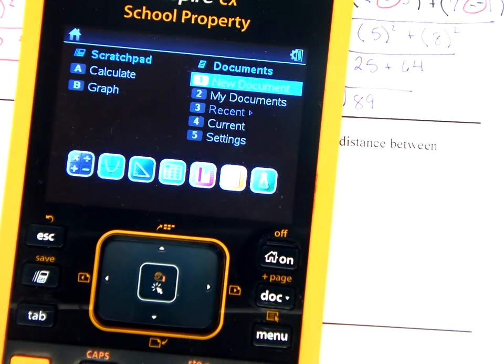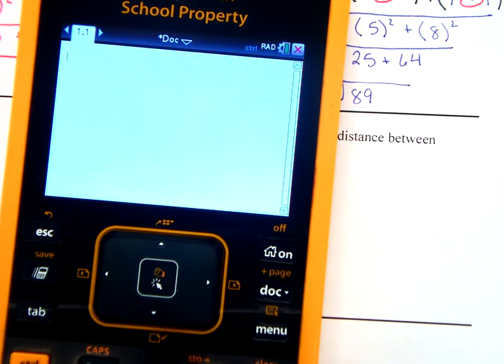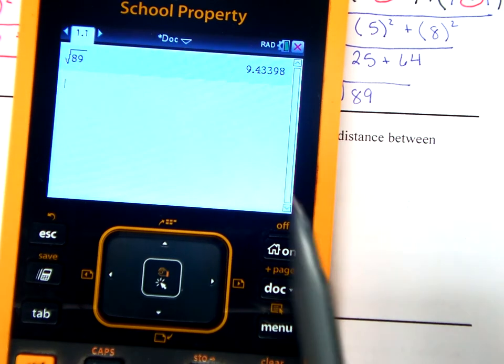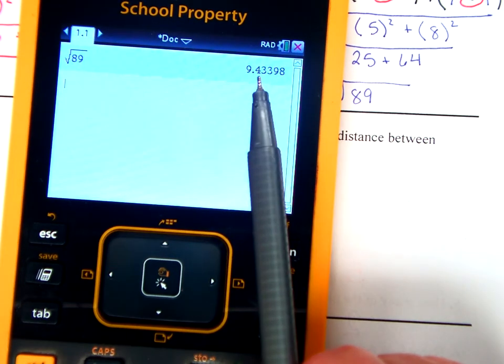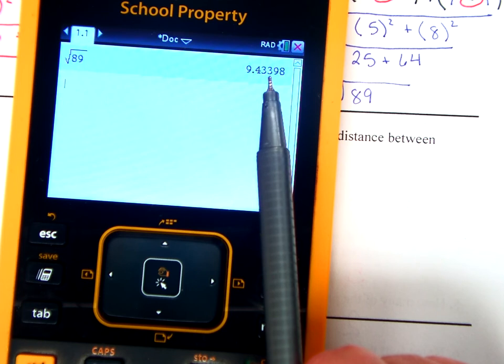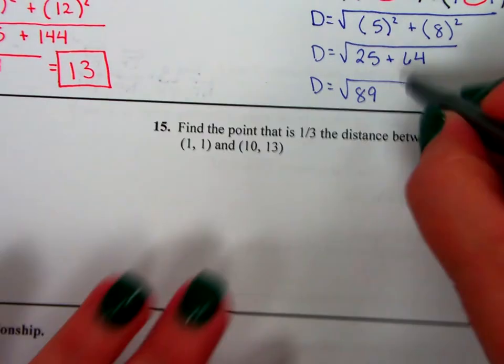So my distance equals the square root of 89, which, let's see, the square root of 89 is not something I know off the top of my head. Don't guess, get a calculator. The square root of 89, we're going to round to 3 decimal places. So when I look at this, I see 9.433. Check after the 3, and it's a 9. So do I round up? Yes. So it's 9.434.